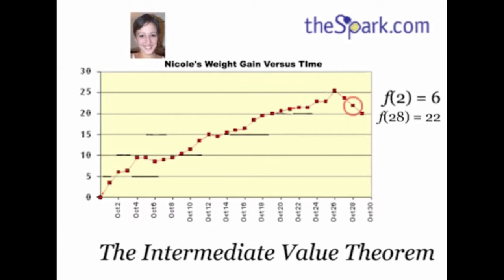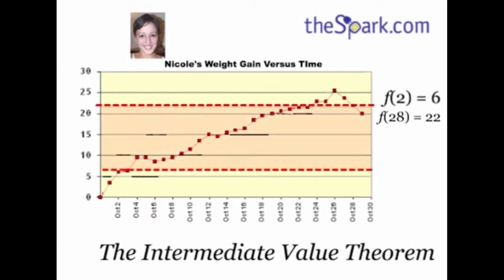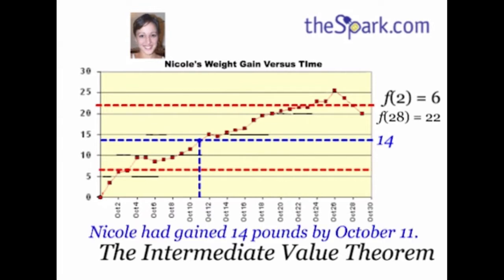Huzzah for Nicole. However, on October 28th, she had gained 22 pounds. Well, according to the intermediate value theorem, I should be able to pick any value between 6 and 22 pounds, we'll say 14 pounds. And I know that Nicole must have gained 14 pounds at some point on the graph between the 2nd and the 28th.